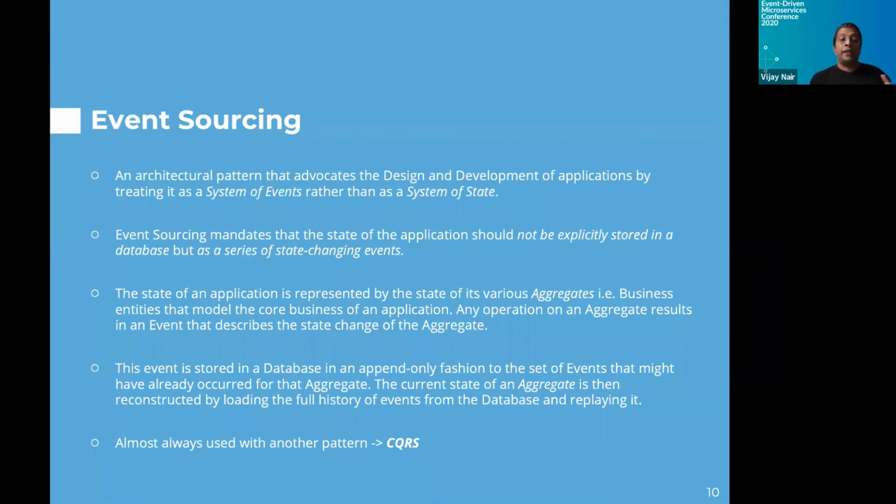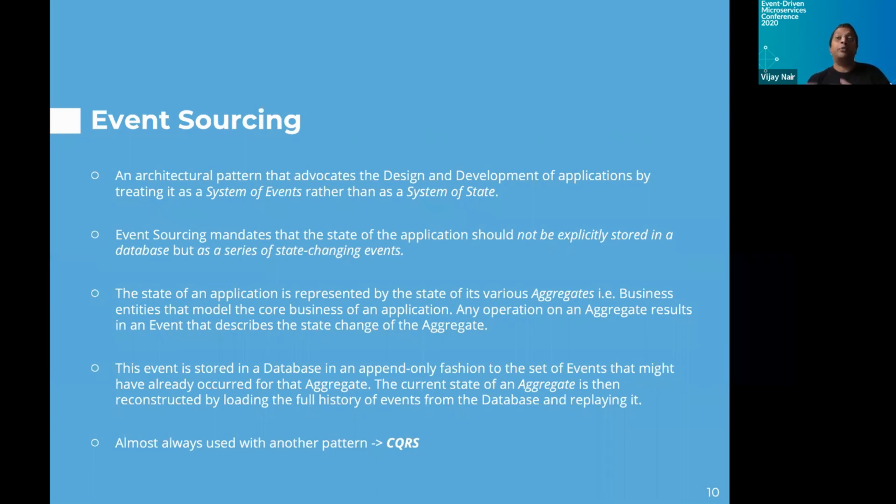Now, event sourcing is almost always used with another pattern, which is the CQRS pattern, or the command query responsibility segregation pattern. Essentially, what CQRS states is that we've got commands which cause the change of state of an aggregate, which results in an event. And these events are subscribed to by the queries on the other side, which then construct various aggregations of the aggregate.